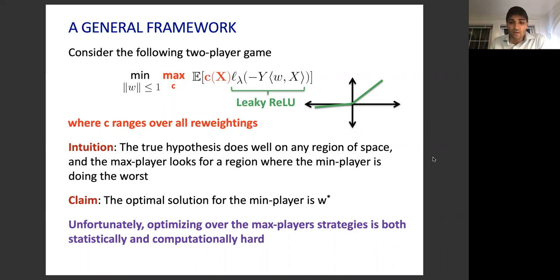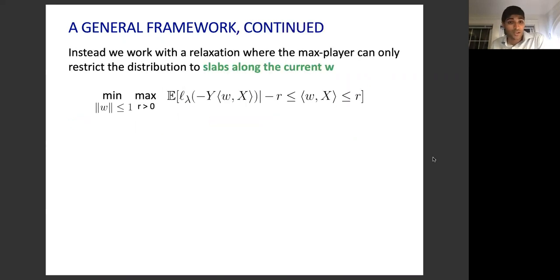But it turns out that there's a way to change the game to make it algorithmically and statistically tractable, where you can show that finding an equilibrium is good enough for solving the learning problem as well. Here it's going to look very similar. We still have this Leaky ReLU loss. We have this min player who's looking for a direction W, the normal vector to the halfspace.